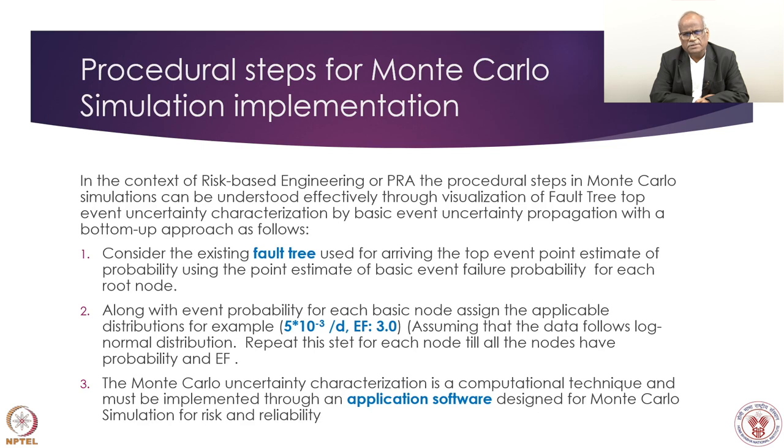So let us discuss the systematic procedure for Monte Carlo simulation. Assume that we had a fault tree, and that fault tree we have drawn through point values. That is, let us say for a pump, we assigned only a failure probability, no distribution. So it will definitely give us a point value on the top event also. But now if we want to characterize each node with a failure probability, as you can see here, let's say 5 into 10 to the power minus 3 plus error factor 3, this describes one basic event. In this line, all the basic events in the fault tree have to be characterized by certain values and error factors. So this is one stage.